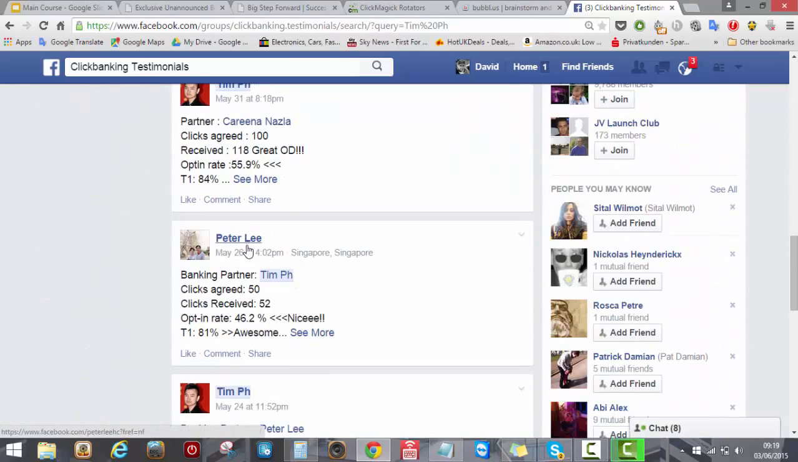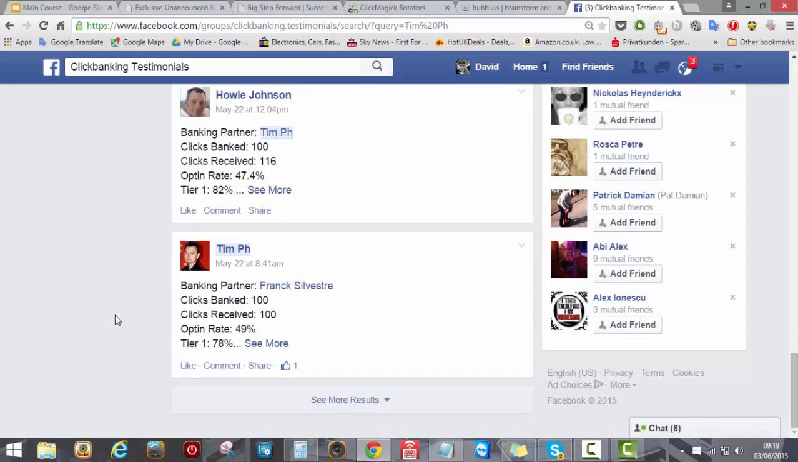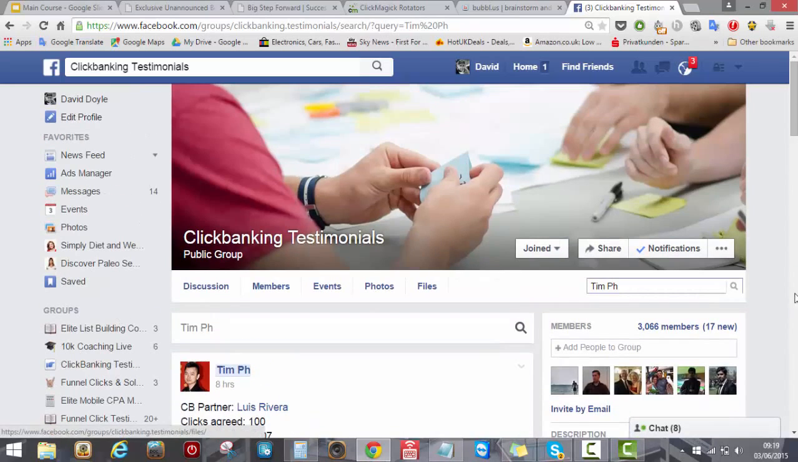Yeah, so this person's banked with Tim. You can see. Yeah. So we can see Tim and Howie are quite active. So that's what you're looking for. You're looking for people who are actively clickbanking. They've got a lot of activity, and you would send them a message. Let's have a look now at the type of message that you would send someone if you wanted to start clickbanking with them.